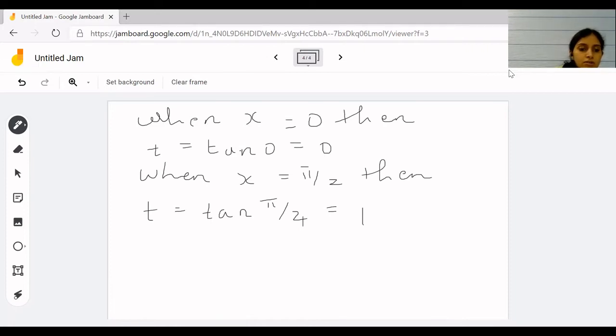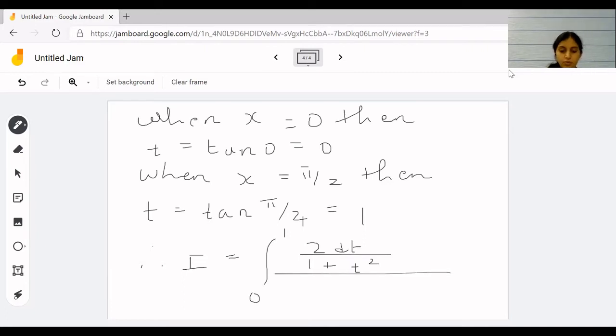Therefore, we have I equal to integration of, now lower limit is 0 and higher limit is 1. Okay, substitutions. The numerator has dx. What is dx? 2 dt upon 1 plus t square. So 2 dt upon 1 plus t square. That is your numerator. Denominator is 5 plus 4 cos x. That is 5 plus 4 into 1 minus t square upon 1 plus t square.